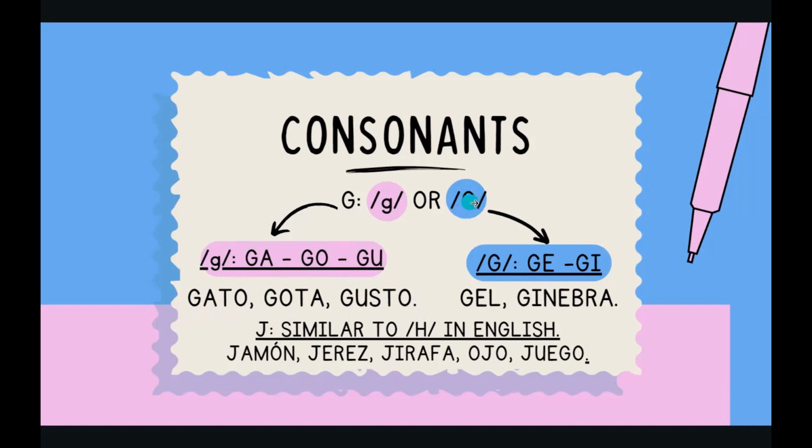Also, let's remind ourselves that we have the other G sound, which happens whenever it's followed by the vowels E or I. This is going to be read "he" and "hi". This is important. This is not J nor G. This is "he". All right? Practice this sound a bit. These words are going to be read gel and ginebra.